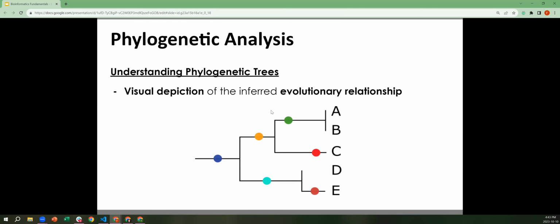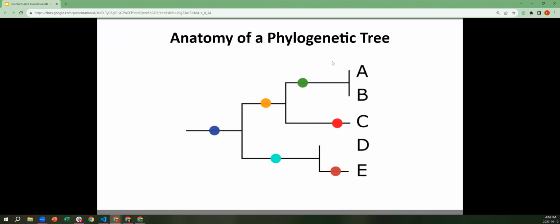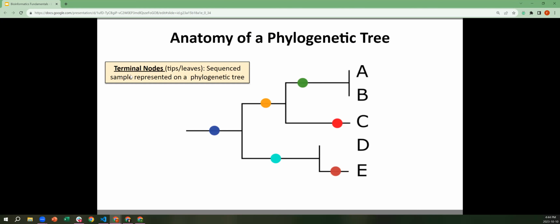So once we've constructed our phylogenetic tree, we can visualize it in one of many phylogenetic tree visualization softwares. And then comes the hard part, interpreting the phylogenetic tree and using that interpretation to inform public health decision-making. So let's go over the anatomy of a phylogenetic tree, just so we're on the same page as far as terminology. So we have our terminal nodes.